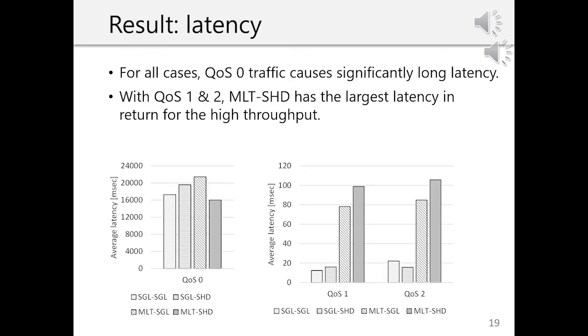Next, I show the results of latency. Regardless of the 4 cases, the traffic of QoS level 0 causes significantly long latency. In the case of QoS 1 and 2, MLT-SHD has the largest latency in return for the high throughput.